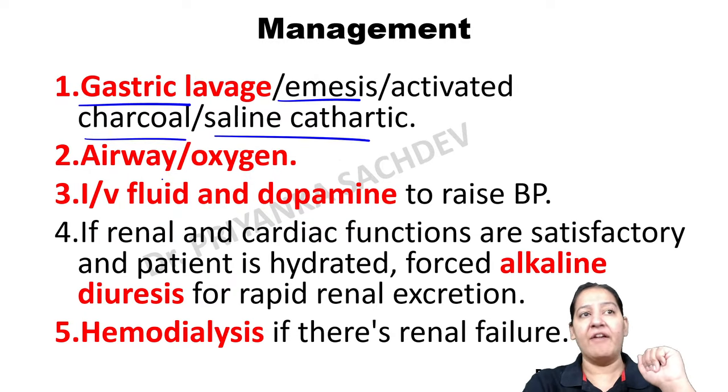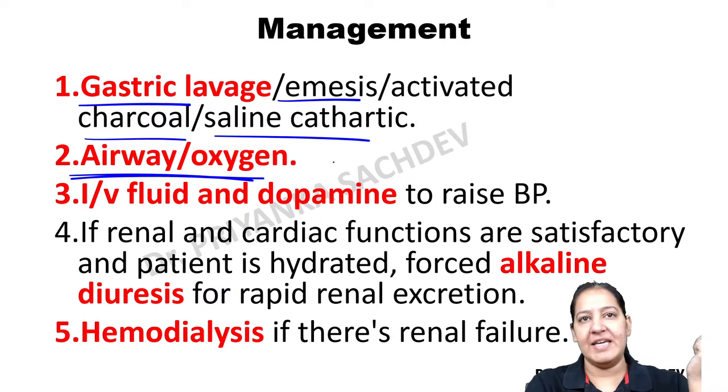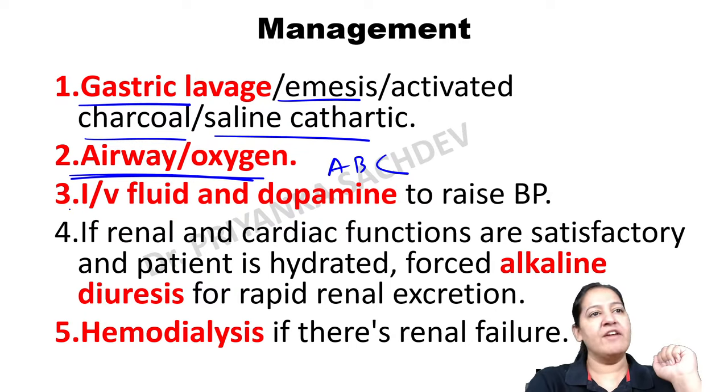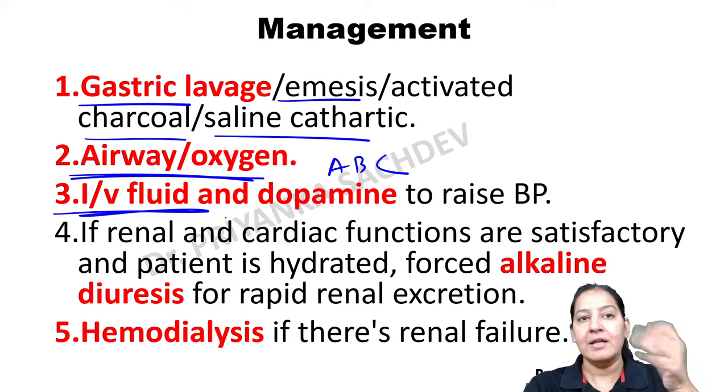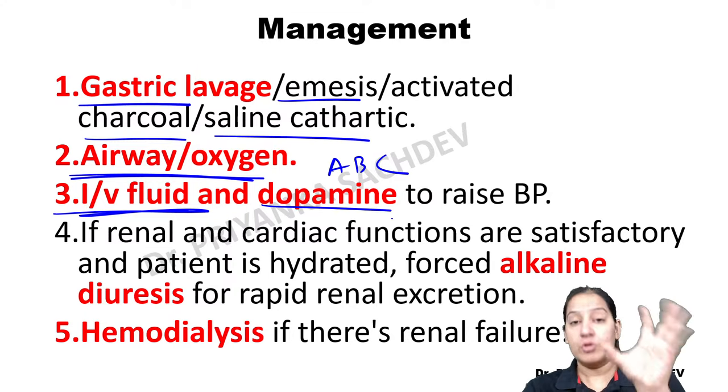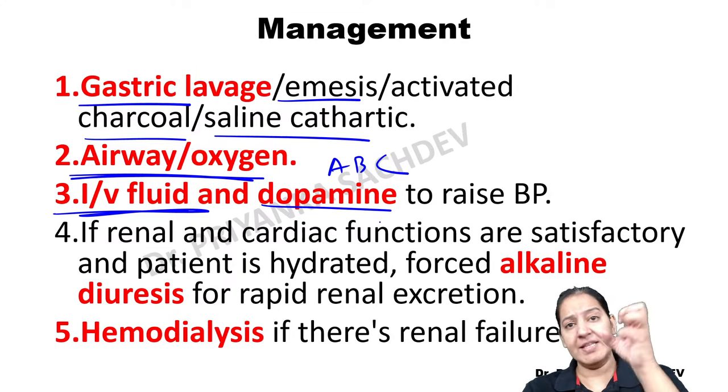Give me a thumbs up. After that, secure the airway. Secure ABC: airway, breathing and circulation. Give IV fluid because the person is in collapse. The heart is not pumping, give dopamine to increase the intrinsic pumping of the heart.